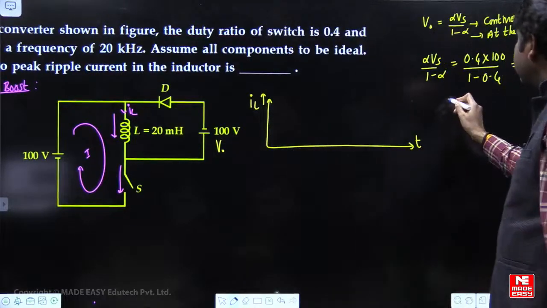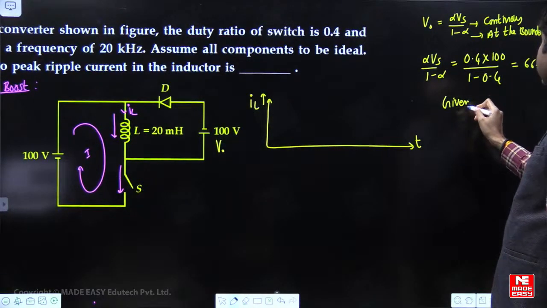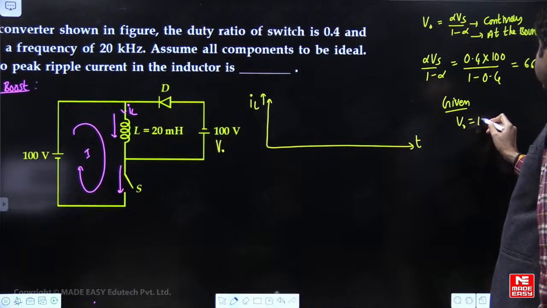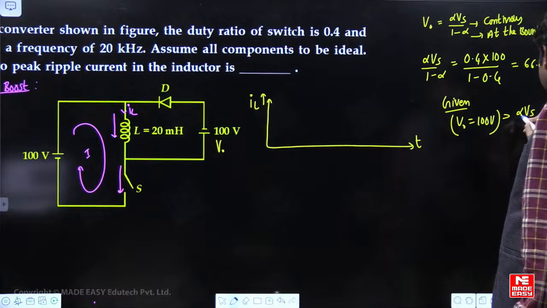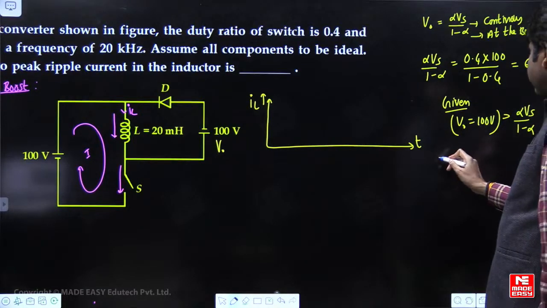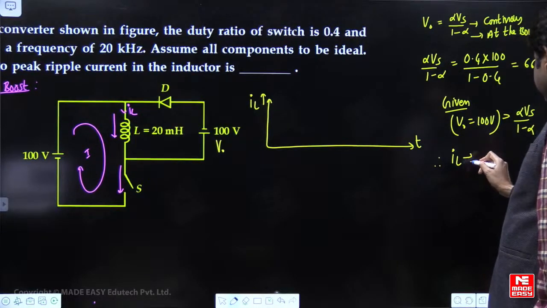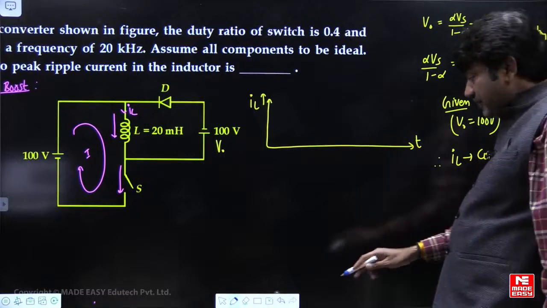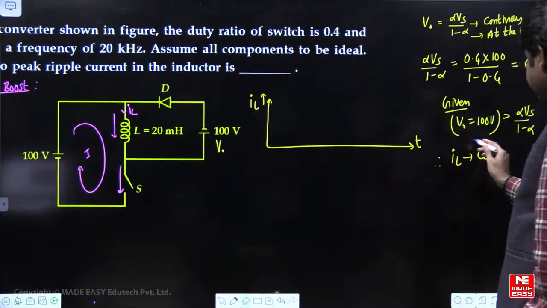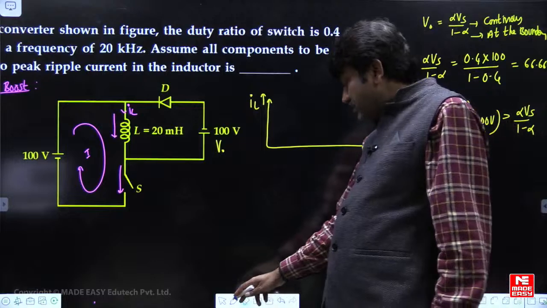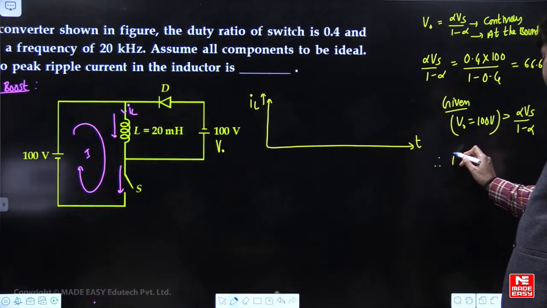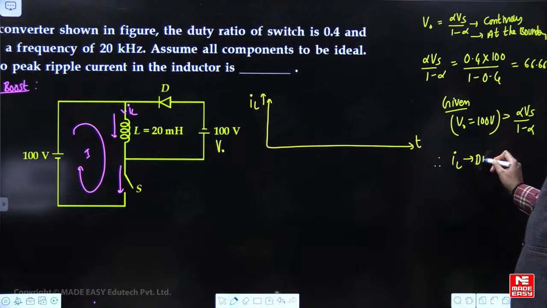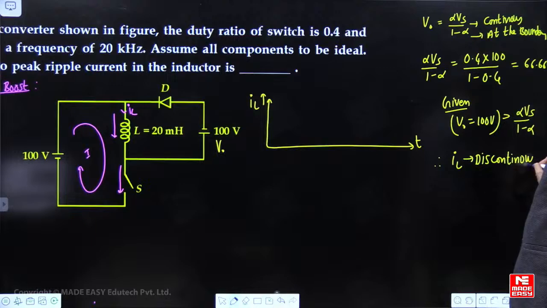So here given V0 is 100. So V0 is greater than alpha Vs by 1 minus alpha. Therefore the IL waveform is discontinuous conduction. Okay. First step is we have to identify whether it is continuous or discontinuous. IL waveform is discontinuous.